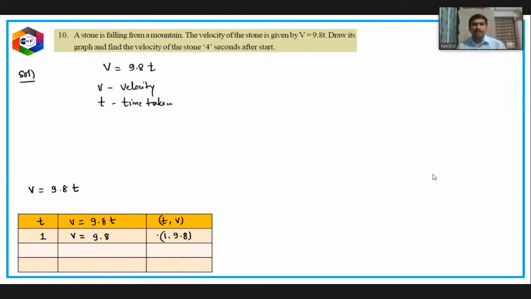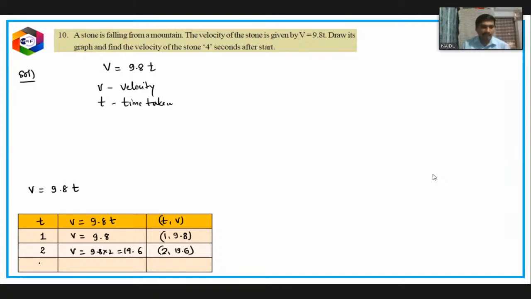Children, representing 9.8 is somewhat tough here, and that too on an online graph sheet, but I will explain. But 9.8 is approximately or nearly equal to 10. So we will consider the nearest point. So this is 2. What will be the velocity? 9.8 into 2, which will be equal to 2 8s are 16, carry 1, 2 9s are 18 plus 1. So this will be 19.6. So the point is (2, 19.6).